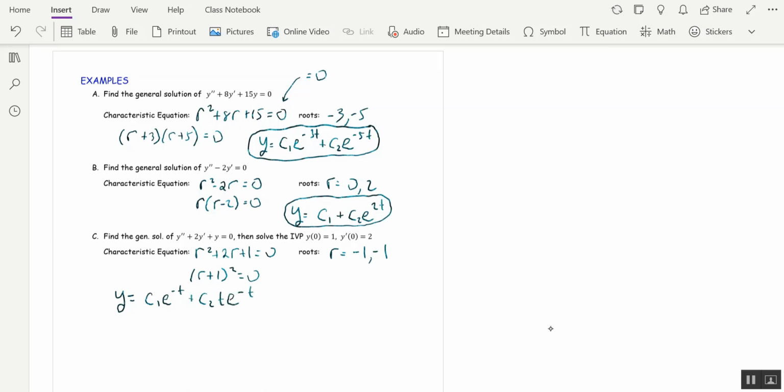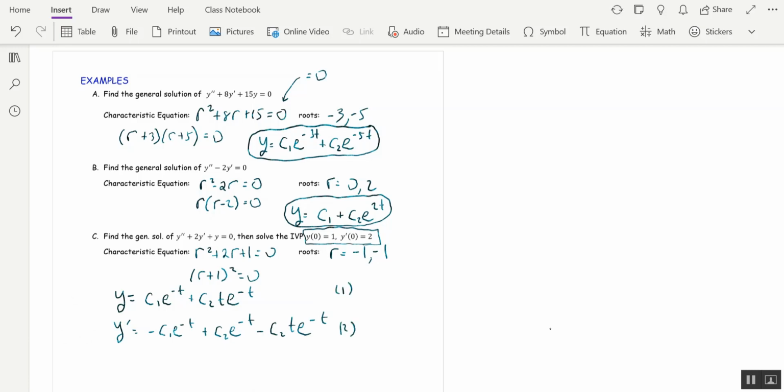All right, now we're going to solve the IVP given by these conditions. So I'm going to need y prime. That's -c1 e to the -t. And then I need the product rule. So that'll give me c2 e to the -t minus c2t e to the -t. All right, I'll call this equation 1 and this equation 2.